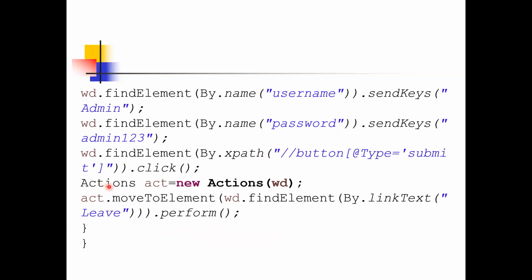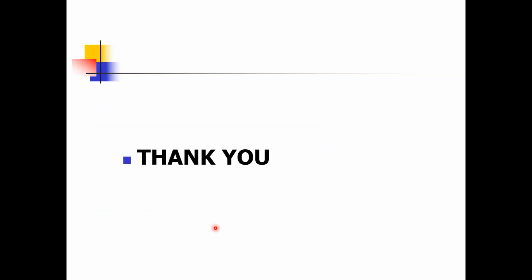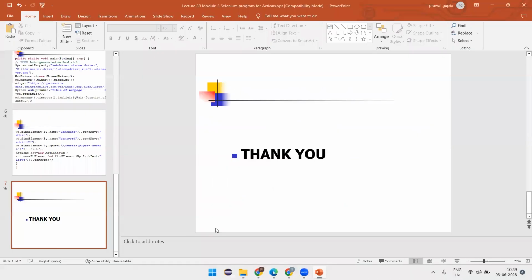So for that action, we use the Actions command. Actions is a class, act is a variable. We are creating an object for Actions, new Actions(wd). Now we want to move our mouse cursor to this particular link. So act.moveToElement, wd.findElement, By.linkText, Leave, then perform. We'll learn in detail with this example in Eclipse.